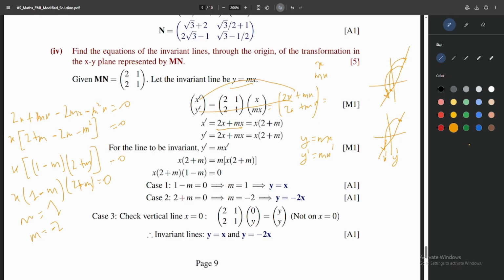So what would our equation be? We simply input the m value. y is equal to mx. So m is 1, that means it's simply y equals x. And the other is minus 2, so y equals minus 2x. So these are the two cases.